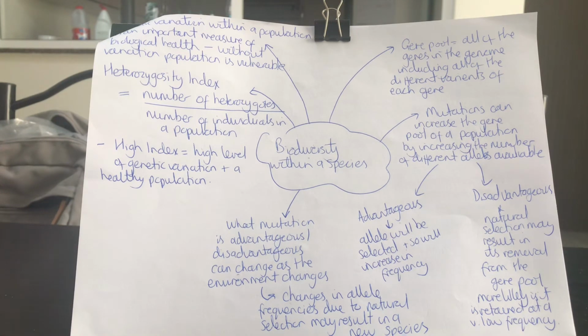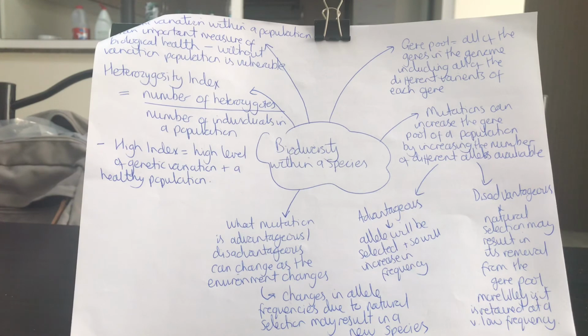Now, those mutations can obviously either be advantageous or disadvantageous. The ones that are advantageous will typically be selected, so that allele will be the one that's chosen, and so that allele frequency will increase. It will be present in more organisms within a population because it's an advantage. Whereas if it is disadvantageous, so it's something that's bad, natural selection may result in its removal from the gene pool. So those organisms are probably more likely to die, so are less likely to breed, therefore less likely to pass that mutated allele on.